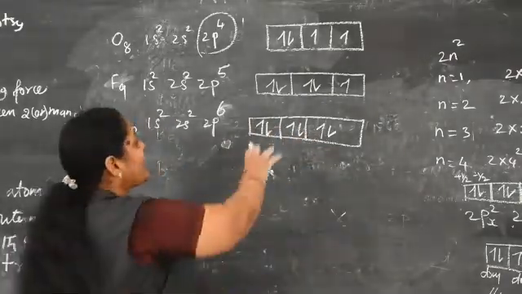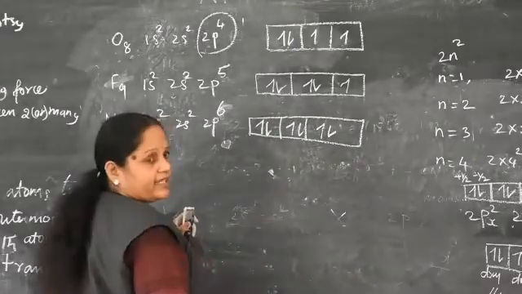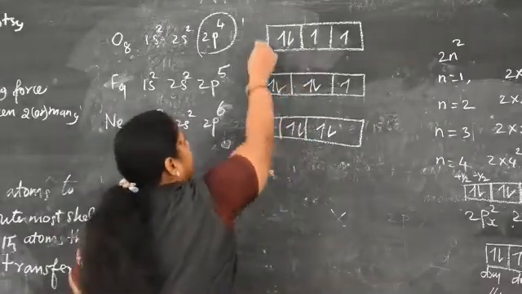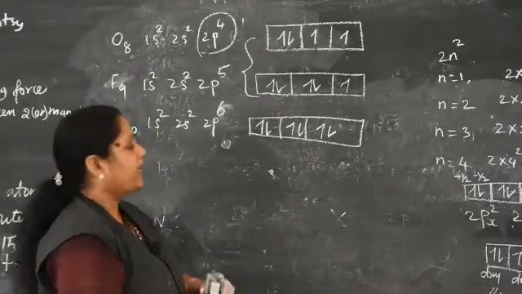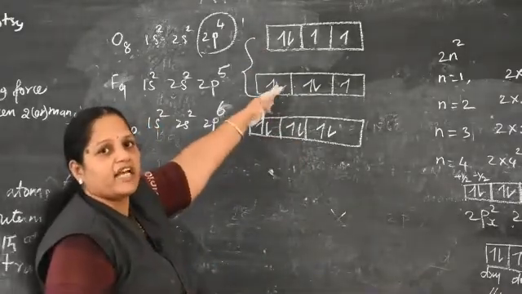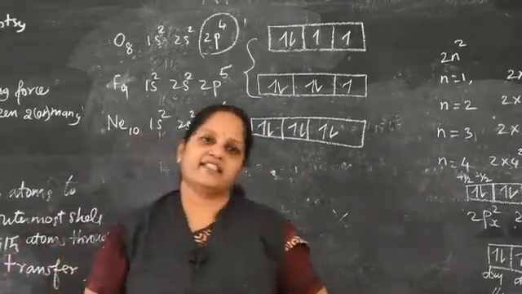That's why this type of configuration is called a completely filled electronic configuration. What about the other two? These two are referred to as partially filled electronic configurations. These are completely filled, these are partially filled. Okay, boys, the remaining part I will discuss in the next class.